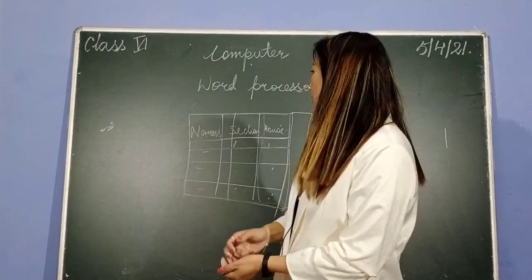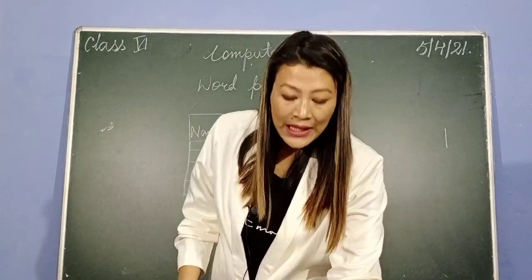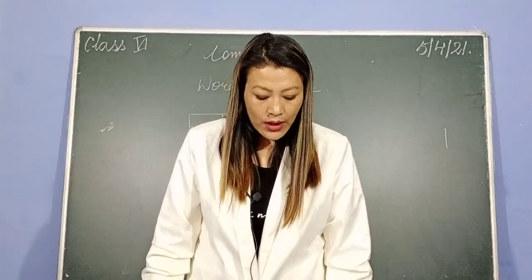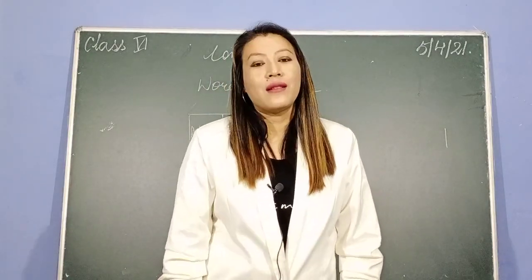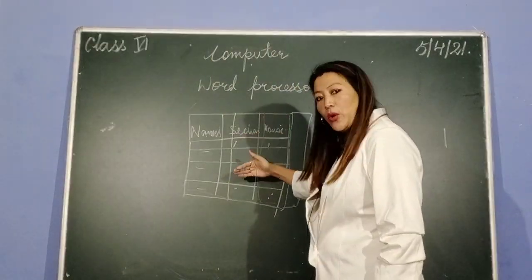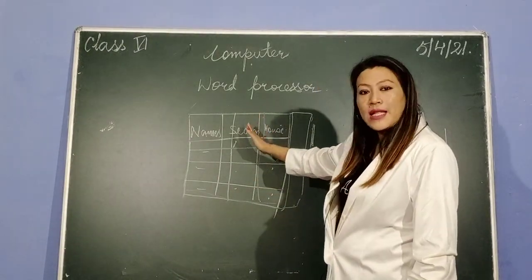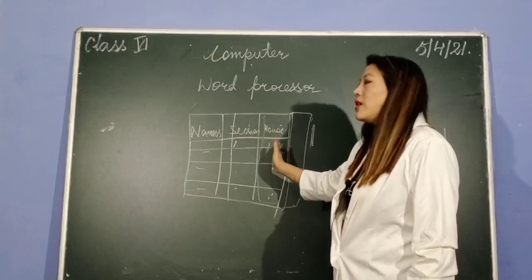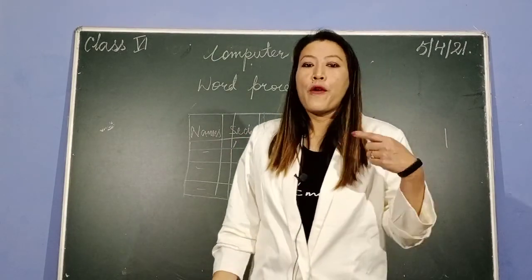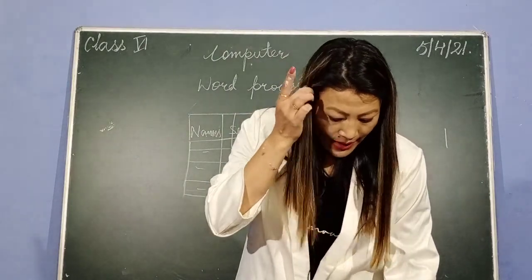If you want to insert a row here, you have to click on layout, that is under the table tools. Click on layout under table tools and click on insert above or below. So your row comes either above or below. That way you can insert your row. And if you want to insert a column, you have to click on table tools, layout, insert left or right. Your column will get inserted either on the left side or right side. A row gets inserted either above or below. That way you can edit your table.